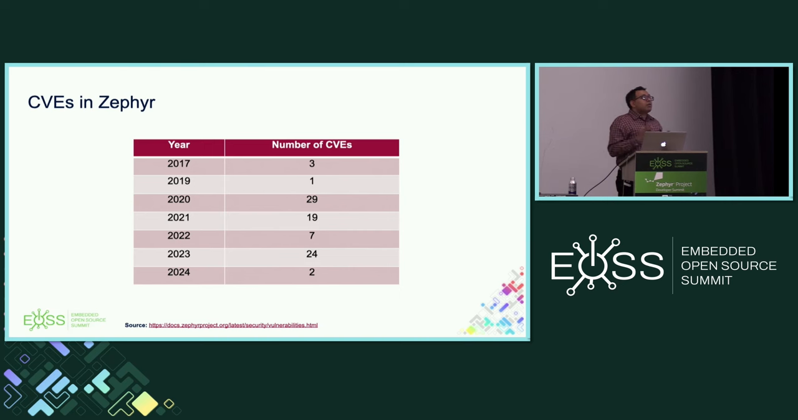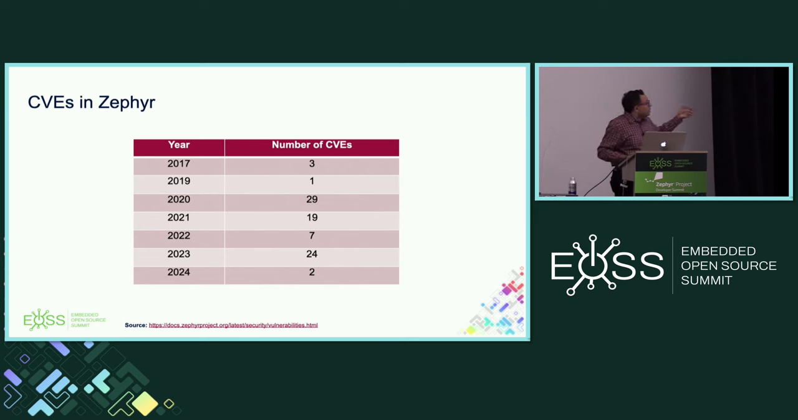Now let's look at it from a different perspective. We also looked into the CVEs that were issued in Zephyr in all of its lifetime. There's a link underneath, and this is also publicly available. What are the CVEs that have been issued in this project over the course of time? We see that in 2020, perhaps because of COVID, we had more time and so more CVEs were assigned. 2023, I don't know, inflation maybe, whatever.